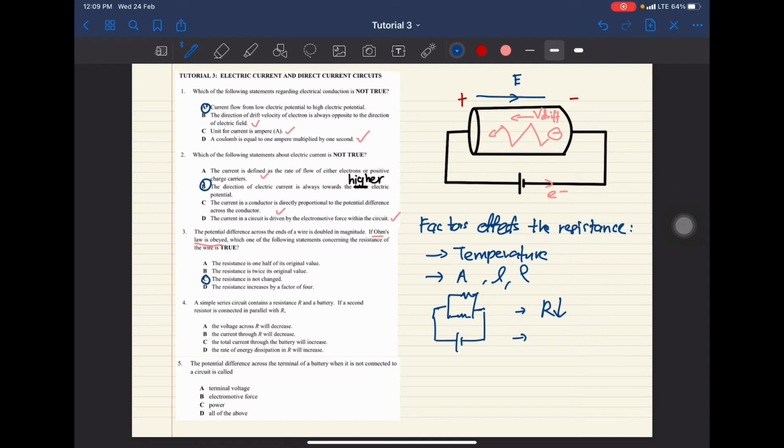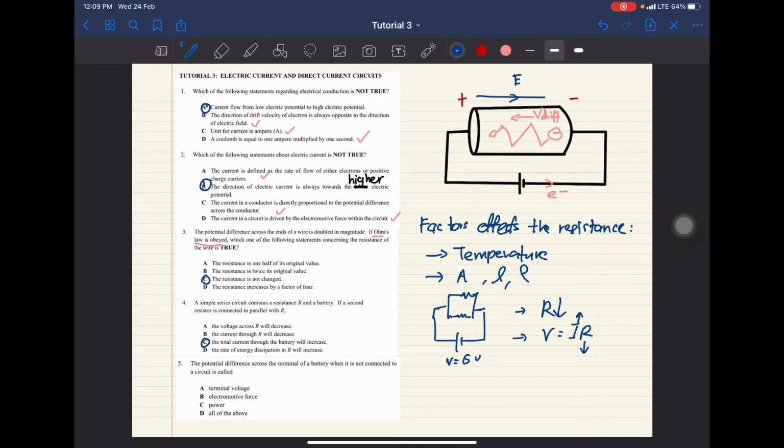Using V equals IR, if resistance is decreased, the total current will increase. You expect the V to remain constant. Let's say V equals 6 volts, for example. The 6 volts remains the same, but now you have a decrease in resistance, so you expect the current to increase.